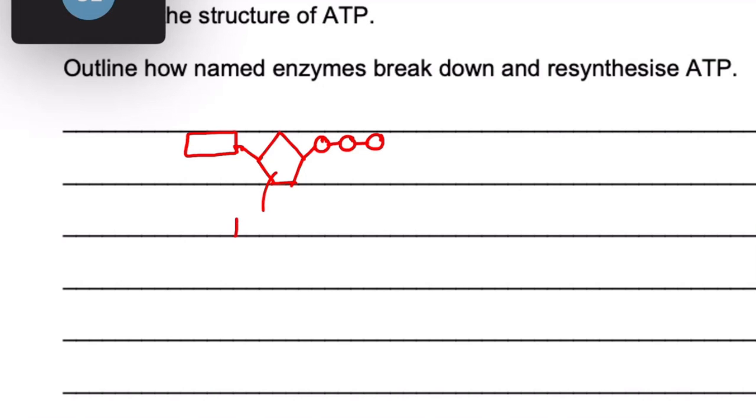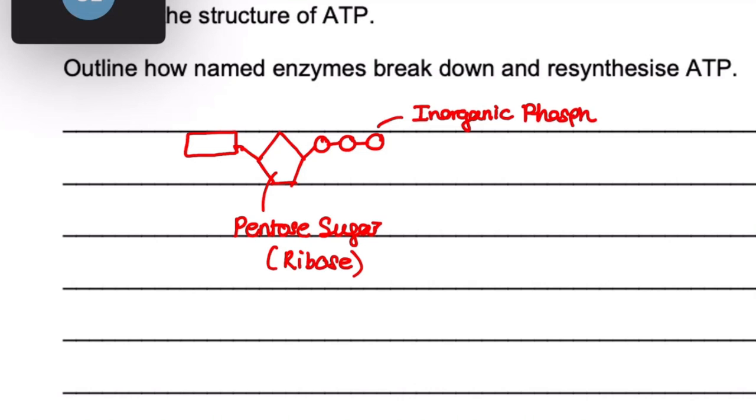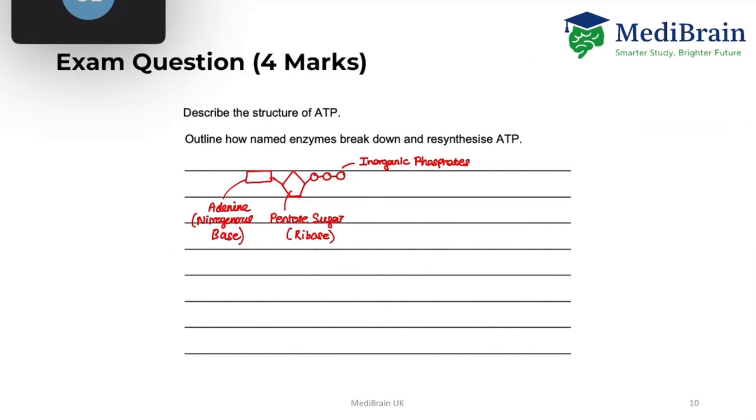So this is our pentose sugar, which is the ribose. These are our inorganic phosphates. And this is our adenine, and that's our nitrogenous base. So I've added in a bit more information than you would normally need, but I've just done that to explain the question. So we've described the structure of ATP.